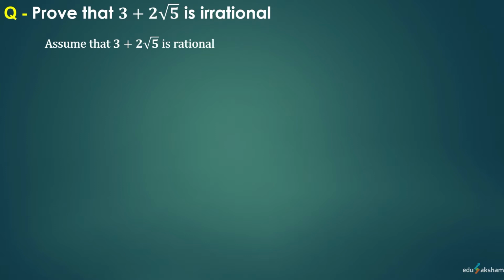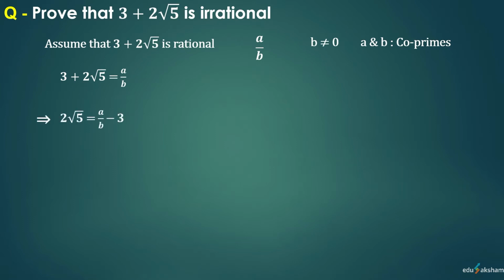We know that a rational number can be represented as a by b, where b is not equal to 0 and a and b are co-prime integers, which means 3 plus 2 root 5 is equal to a by b. Now, this can be further written as 2 root 5 equals a by b minus 3.